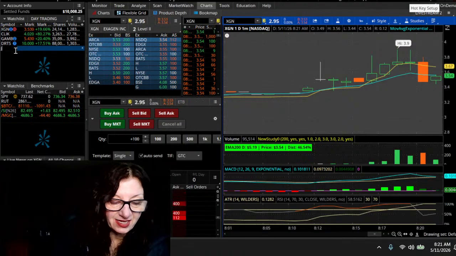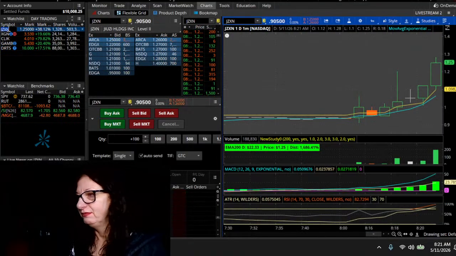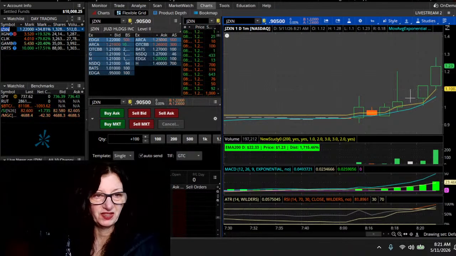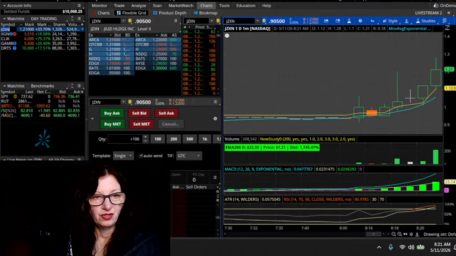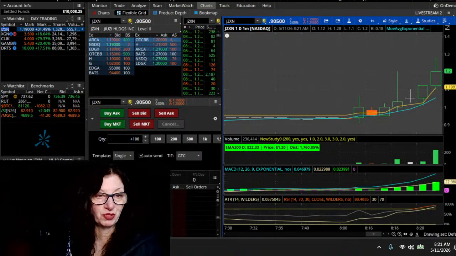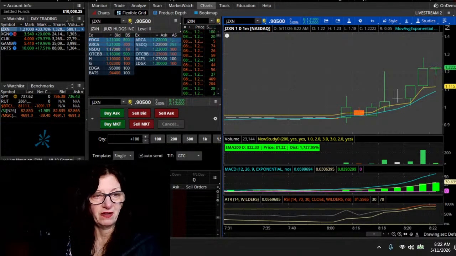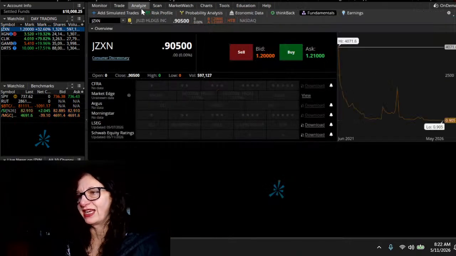JZXN. I think I've traded this before. It's definitely popped up before. All right, so they have news. $210,000 realized gains from DCIP investment and approves $100,000 share repurchase program. The float is 1.32 million. Everything looks good. But wait, I think this is a Chinese stock, right?